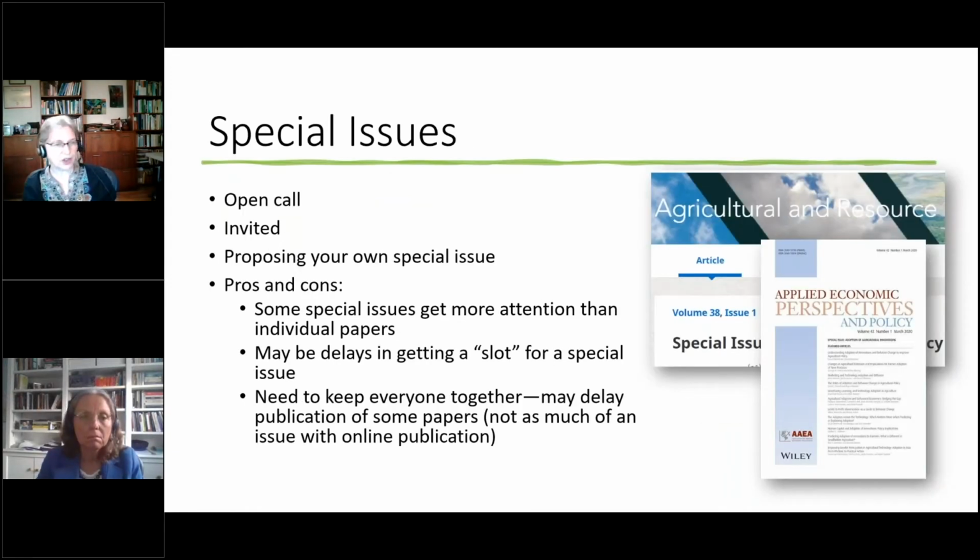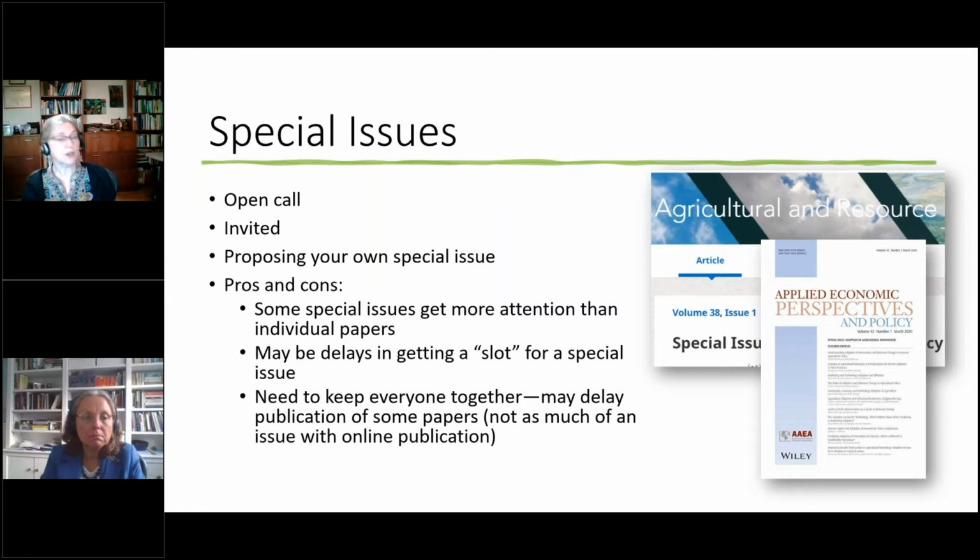Another consideration is that some journals might have a special issue on a particular theme. Sometimes that's through an open call: we want to do a special issue of agriculture and resource economics on this particular topic, and anyone can submit for it, and then the editors of that special issue will screen them. Or sometimes they will invite particular people.